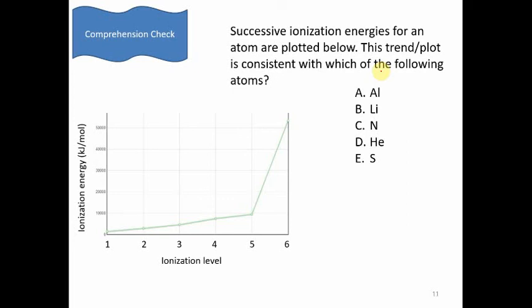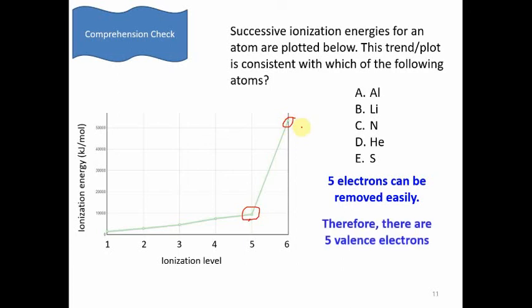Well, if you remember from the last slide, we talked about how based on the relative ease or difficulty of removing an electron, that can tell us how many valence electrons there were. So in this particular problem, we see that there are 5 electrons that can be removed easily. It's from the transition of the 5th to the 6th electron removed that requires a lot of energy. Therefore, there are 5 valence electrons.